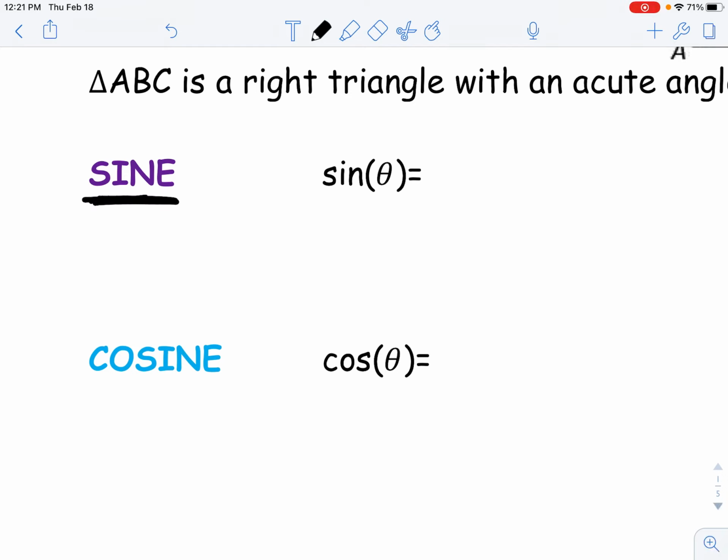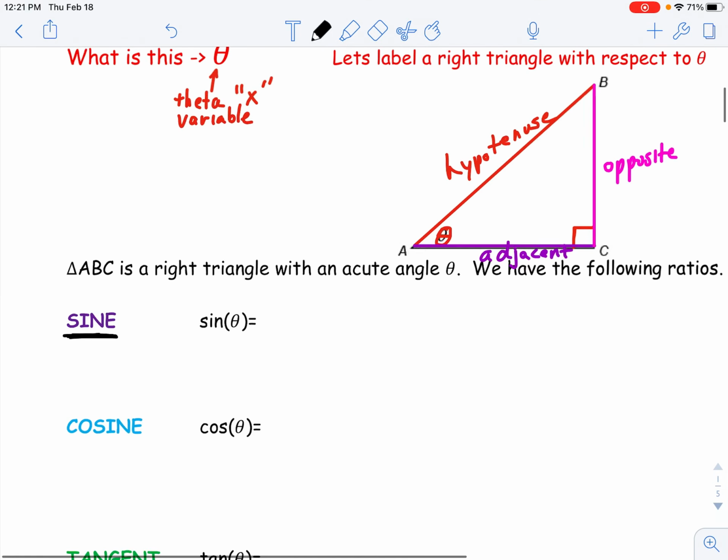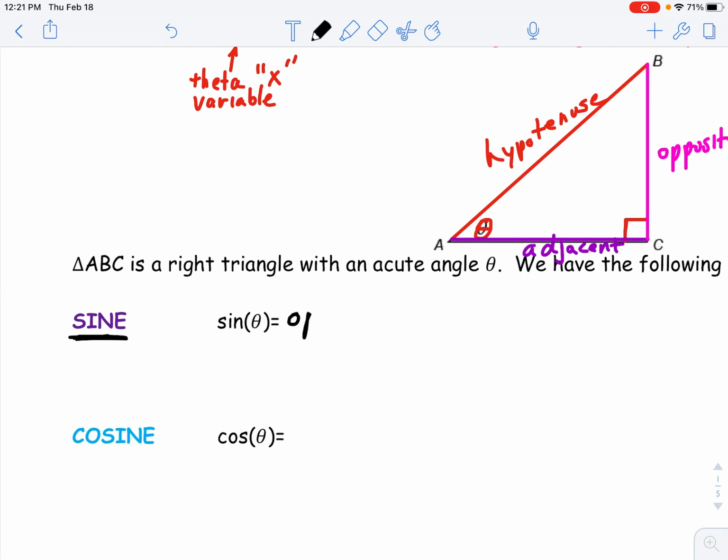The first one is sine. Now, us mathematicians, we're very lazy. We just abbreviate sine to S-I-N. That's not sin, still sine. So we have sine theta, and the relationship of sine theta is opposite over hypotenuse. All right, so we're starting very basic, and we're just writing out the ratios in English right now.